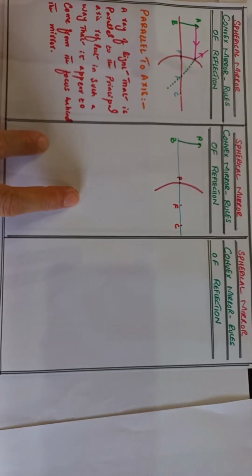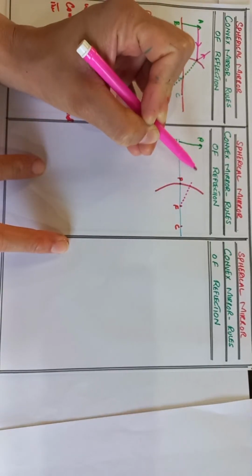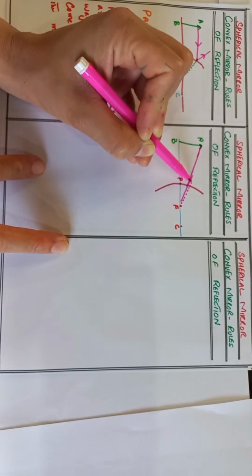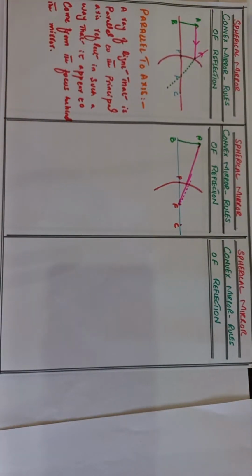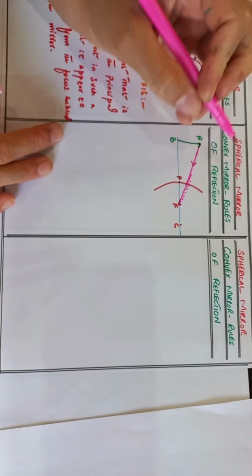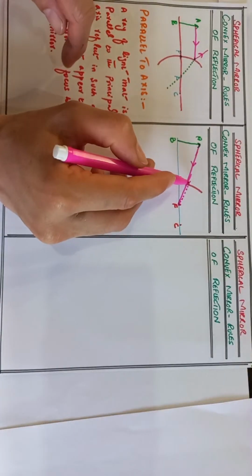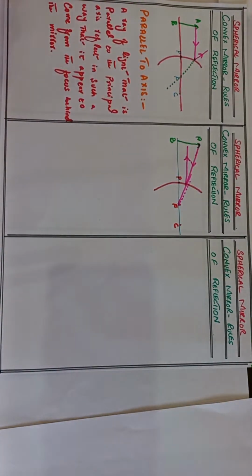here we draw the ray that is directed toward the focus of the mirror. When it reflects back, it becomes parallel to the principal axis. So here we write that.